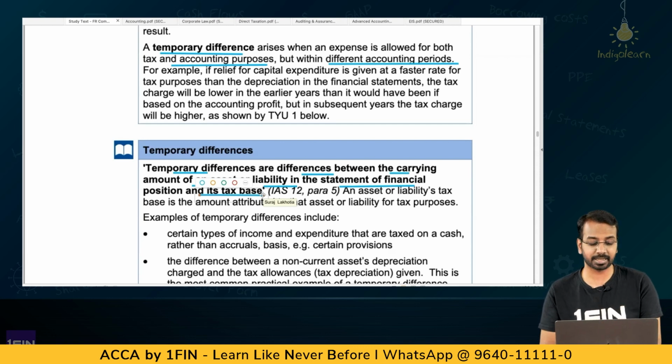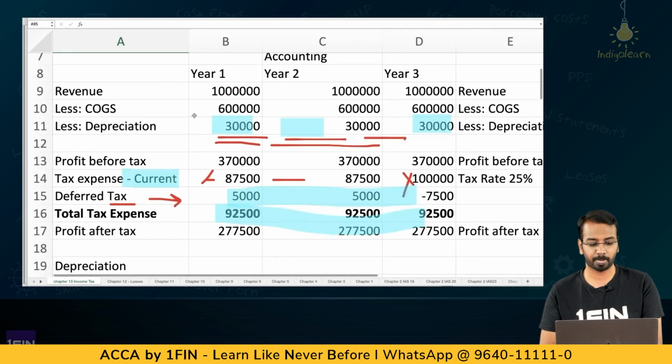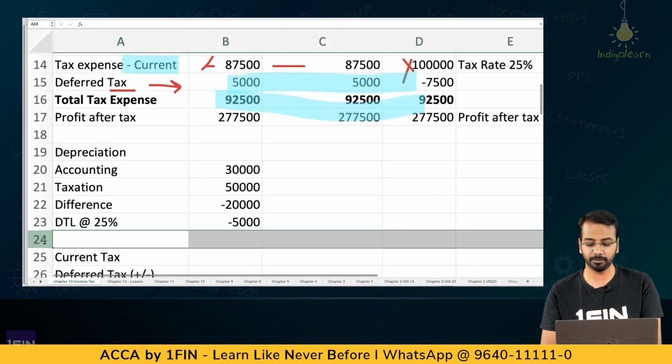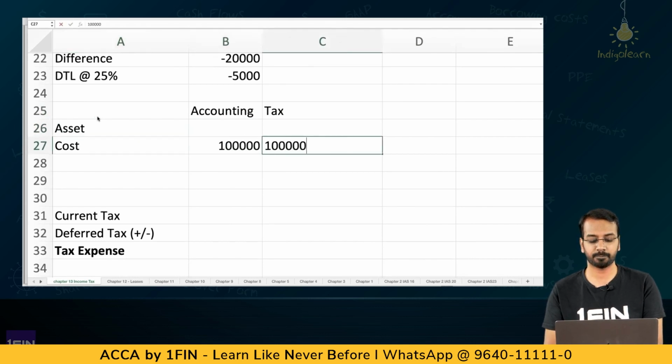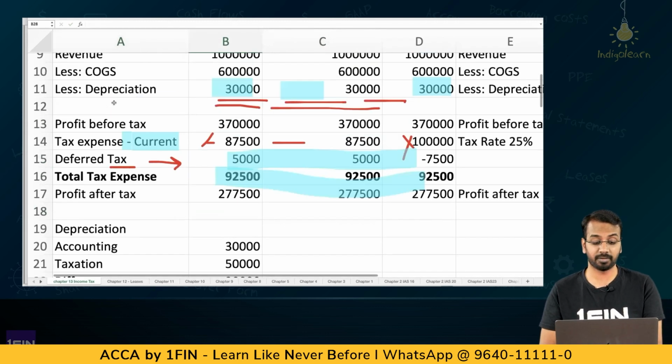Now for that, let us again go back to our first example. I'll do the same thing here. We'll take the components of this particular example only. There is an asset: accounting, tax. So asset cost is 100,000. Depreciation for year 1, we said 10,000 of residual value, if I am not wrong.